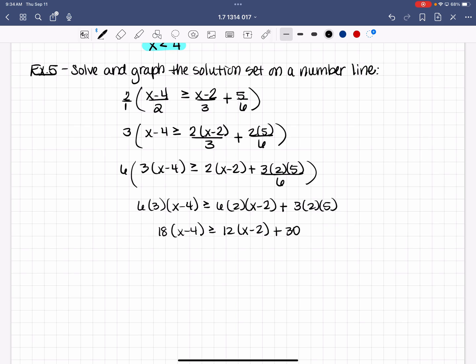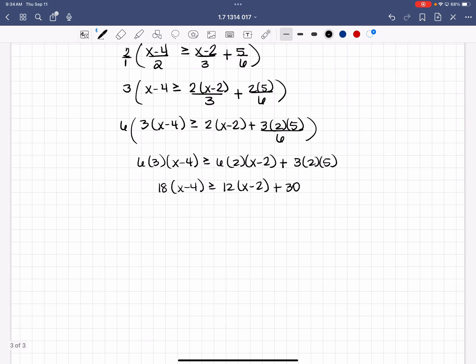Now what we want to do is go ahead and multiply that out. Go ahead and multiply it out, so you're going to distribute it. That's going to give me 18x minus 72. 18 times 4 is 72. Then distribute that 12: 12x minus 24. Does everybody see where I'm getting these?